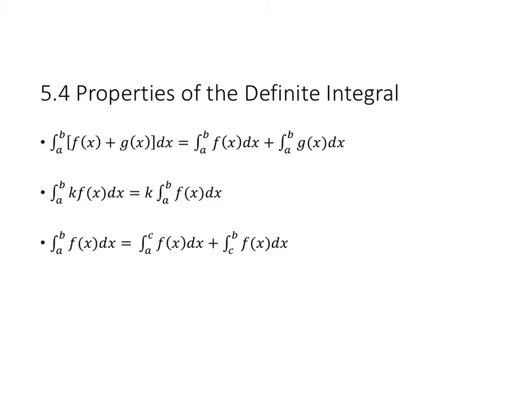Basically, we can separate them if we wanted to, if we have two functions. We can multiply by our constant on the outside, and we can break it at some point. If we want to go from a to b, we can go from a to c of f of x dx, and then from c to b of f of x dx. This last one becomes really important when we have negative area.